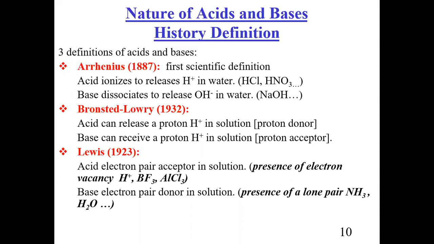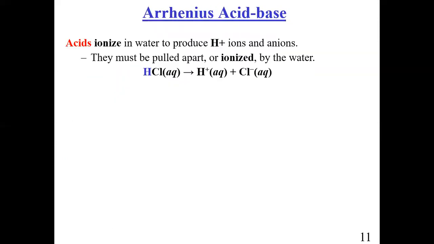And then came Lewis, and we're going to see what Lewis said. He talked about acids being electron pair acceptors, while bases are electron pair donors. Now, just with those definitions, it's not always clear. So when an acid ionizes, according to Arrhenius, it has to have an ionizable hydrogen, a hydrogen that can be released or that gets ionized.